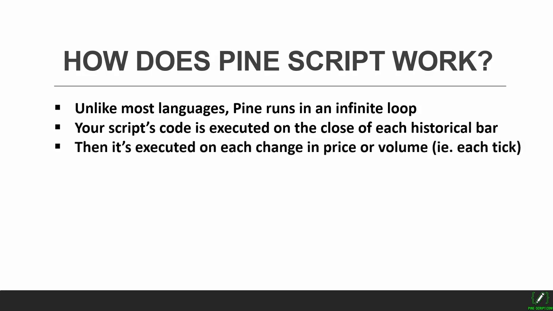And then once it reaches the currently active bar, so the real-time bar on your chart, the current bar that hasn't yet closed and become a historical bar, then your code is executed on each change in price or volume. In other words, each tick. So whenever your candle moves on your chart or volume changes, and sometimes volume can change and price doesn't change, your script code will be executed if either of those things happen on the real-time bar.